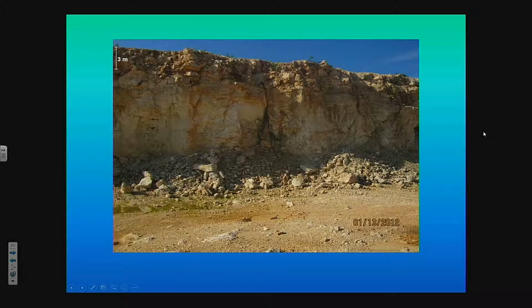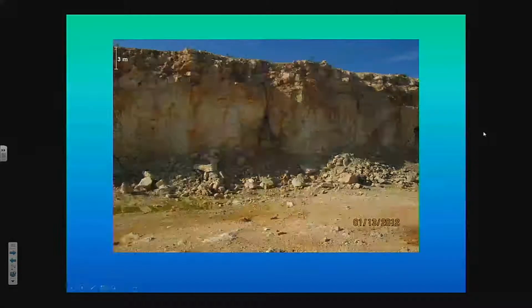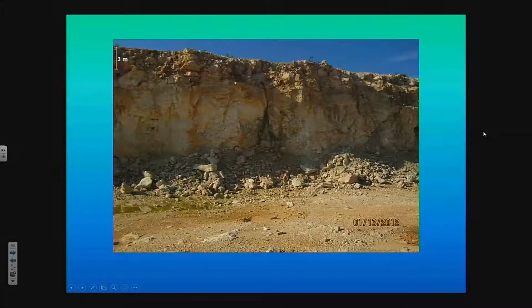So that's actually one of the few outcrops in the area. This is in the quarry. And you can see that there's that rubbly zone right there, the massive limestone. And then actually you see a little water down here at the bottom. That's the water table.